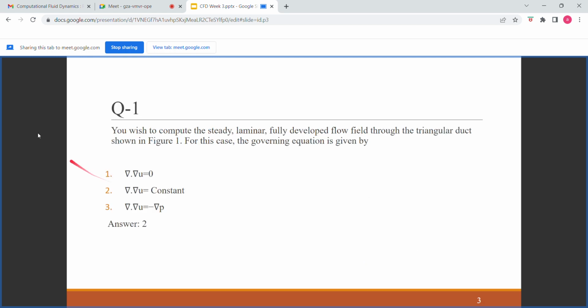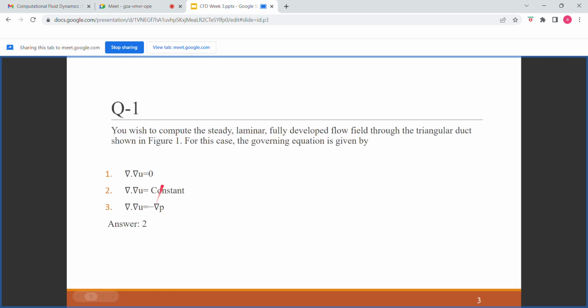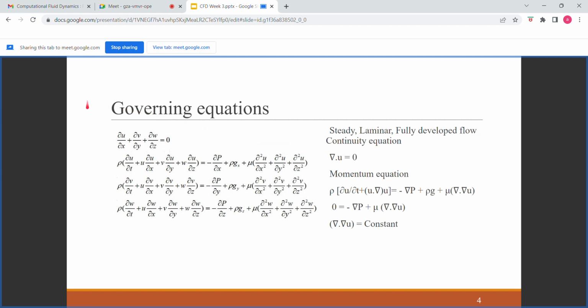So the first question is, you wish to compute the steady laminar fully developed flow field through the triangular duct shown in figure 1. For this case, the governing equation is given by. So this is the figure 1. In the question, it is asked for the steady laminar fully developed flow field through the triangular duct, what is the governing equation? So in general, the governing equations are the continuity equation and the momentum balance equation.